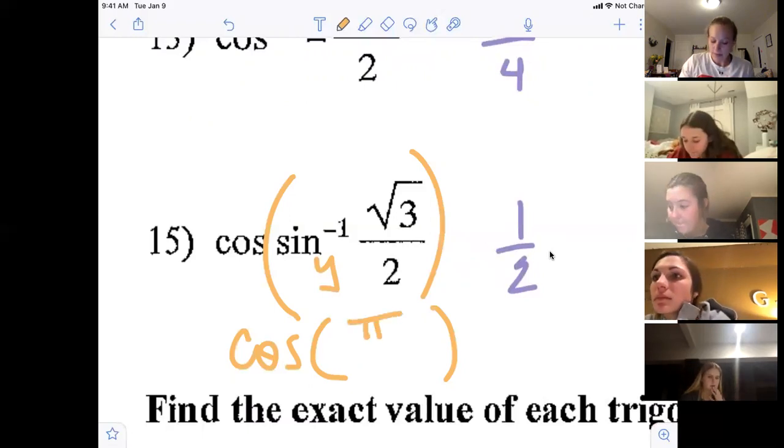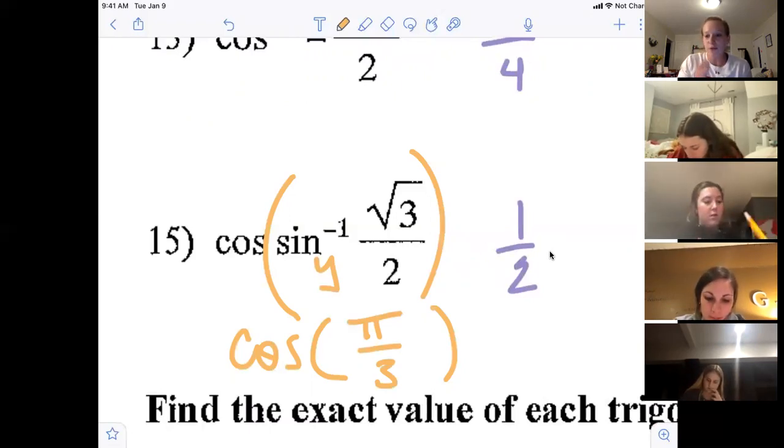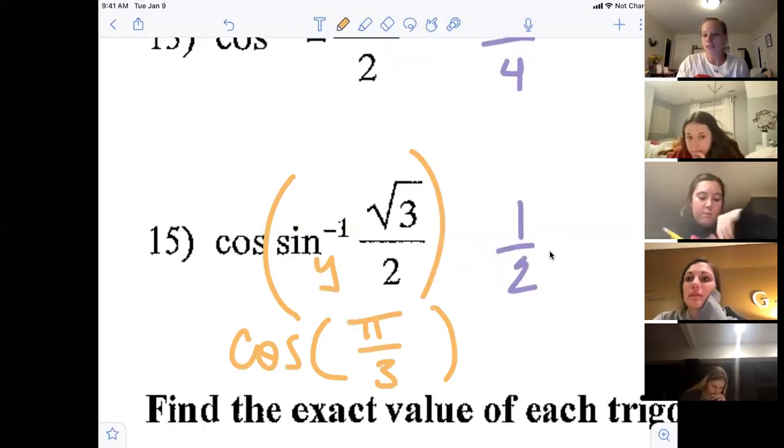Pi over 3. There you go. Pi over 3. And Grace, you did a good job catching yourself because we remember cosine is x, sine is y. So that's a really easy thing that I get messed up sometimes if I'm going too fast. So make sure you slow yourself down and say, okay, am I actually doing what I'm supposed to be doing, or just finding the first root 3 over 2?